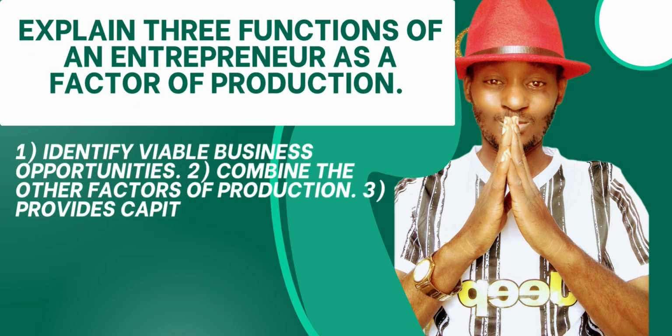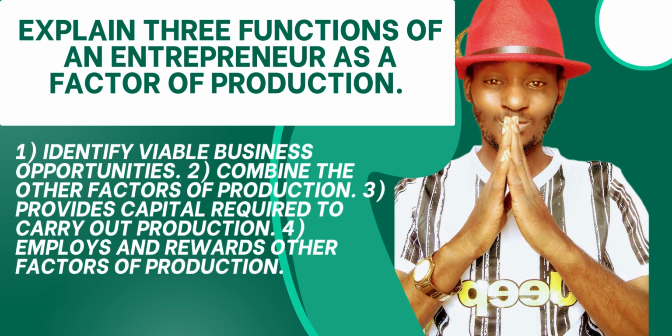Explain 3 functions of an entrepreneur as a factor of production. 1. Identify viable business opportunities. 2. Combine the other factors of production. 3. Provides capital required to carry out production. 4. Employs and rewards other factors of production.